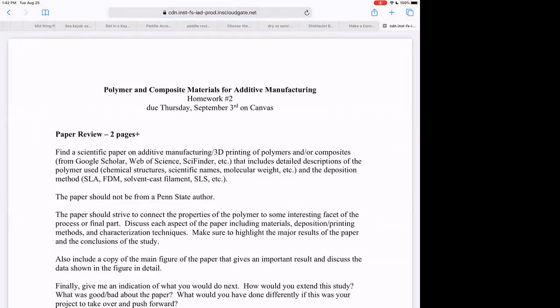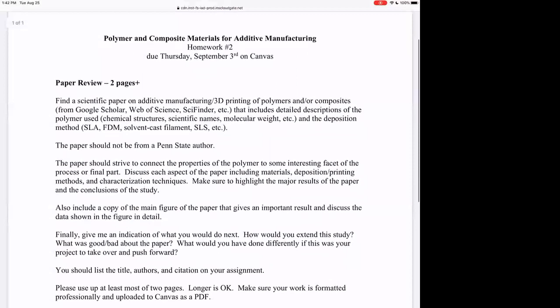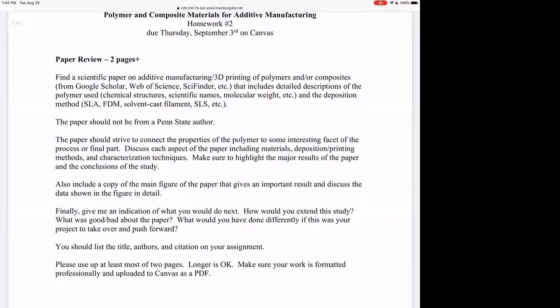This is how the main work of the course is done: you'll find a journal paper, using Google Scholar, Web of Science, SciFinder, whatever that is. If you don't know how to access those tools, just let me know. I want you to find a scientific paper that deals with 3D printing of polymers or composites. The paper really needs to describe the polymer that they used, whether it's PLA or Ultem or something like that, some information about the polymer, who made it, scientific names, etc., and the deposition method.